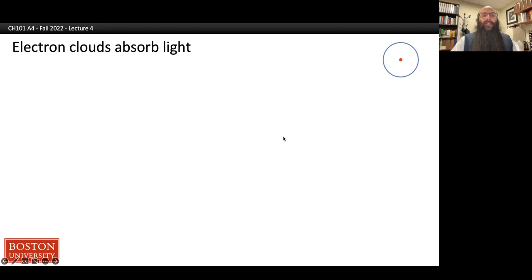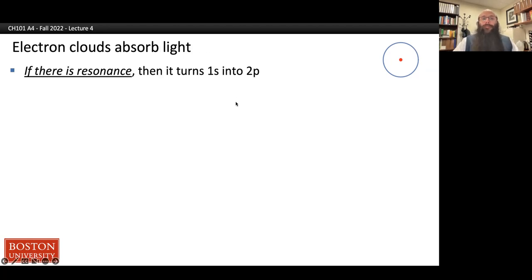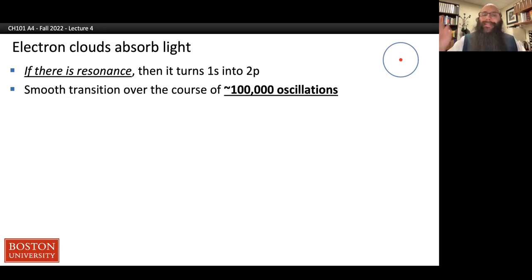All right, a few things I want us to take away from this simulation. First and foremost, you need to have resonance. If there's no resonance, nothing happens. If there's resonance, then there's a transformation from 1S to what we call 2P. But it takes time. It's not instantaneous. There's no jump, there's no leap. It takes 100,000 oscillations of the electric field of the light. And depending on what the frequency is, like we saw in class, if the frequency is 10^15 hertz, it's going to take 1/10 of a nanosecond for that to happen, which doesn't sound like a long time, but is a long time for an electron.